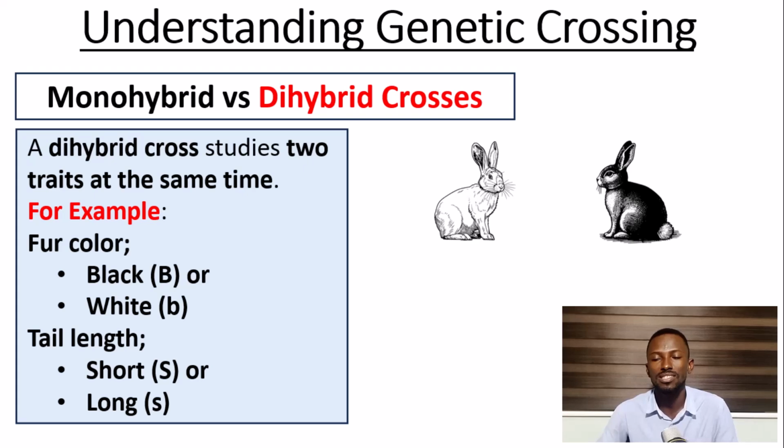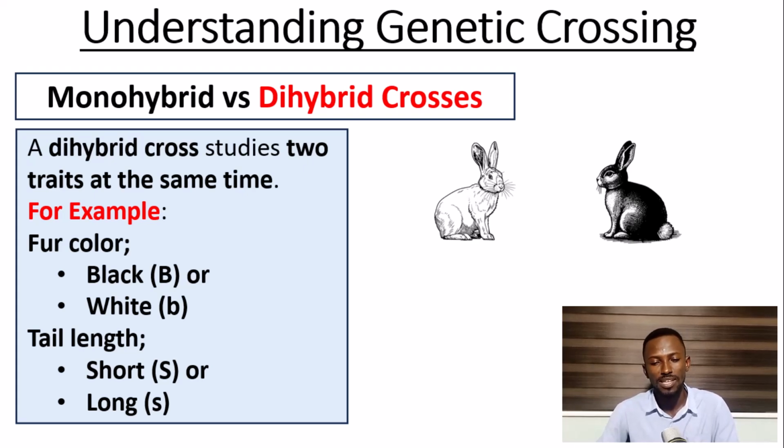And the opposite is dihybrid crossing. For dihybrid crossing, the scientists are interested in two traits at the same time. For example, they are observing how the fur color of the rabbit, either white or black, and the tail length, these two traits, are passed to their offspring. So when during the crossing they are observing these two traits at the same time, that is dihybrid crosses.